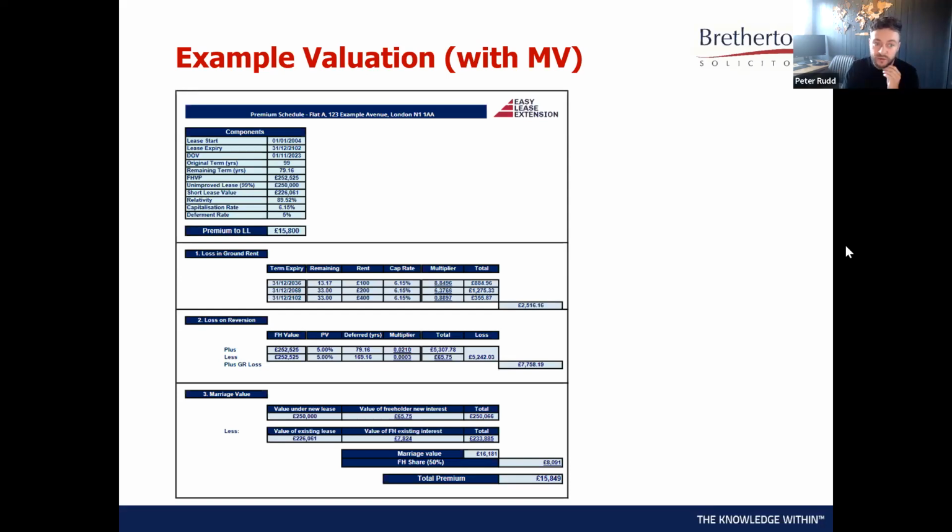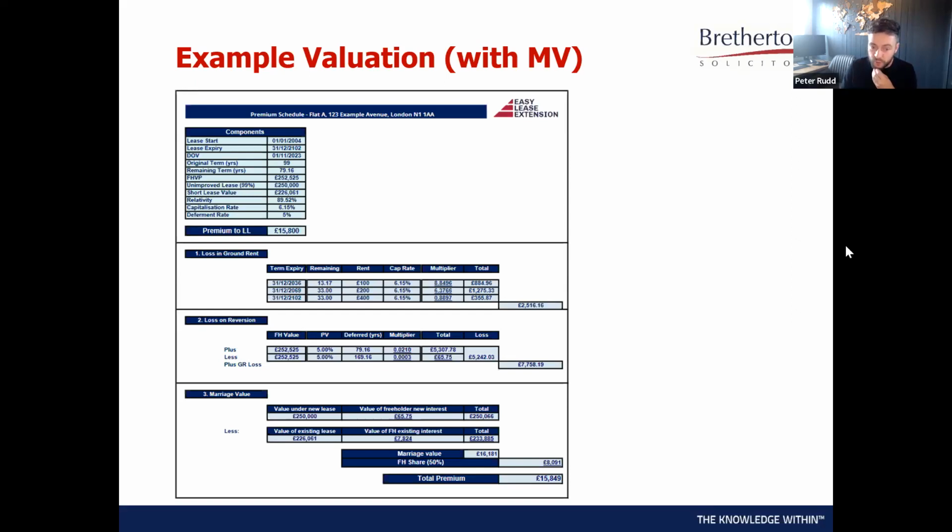So in this example, we're using relativity of 89.52%. So 89.52% is applied to the freehold vacant possession value of the lease. And the value of the existing lease after applying the 89.52%, which you'll see down at the bottom, section 3, marriage value, bottom left corner, is £226,061. Now, in addition to that, we are taking the value of the freeholder's existing interest, the existing interest being the 65.75 and their loss in ground rent.